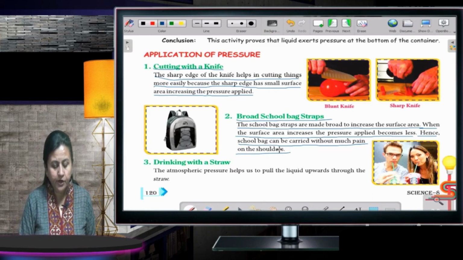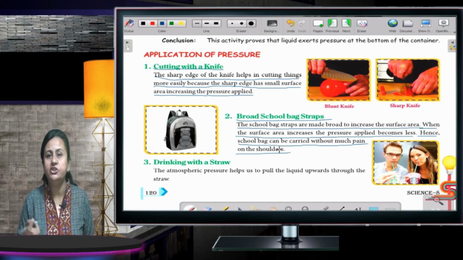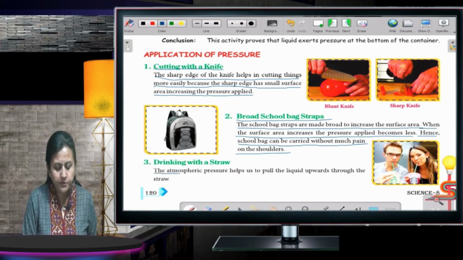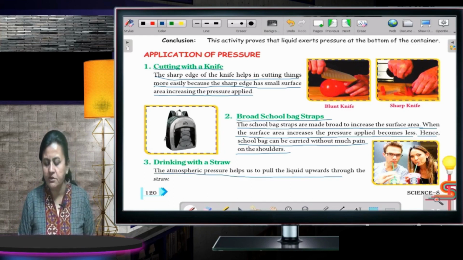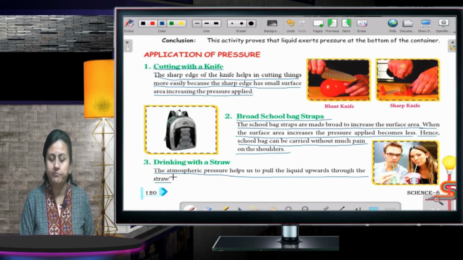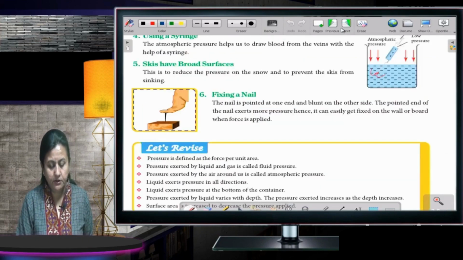Fine. Now, drinking with a straw. Every child loves to have drinks with a straw. So, the atmospheric pressure helps us to pull the liquids upwards through the straw. Fine. Now, next one.